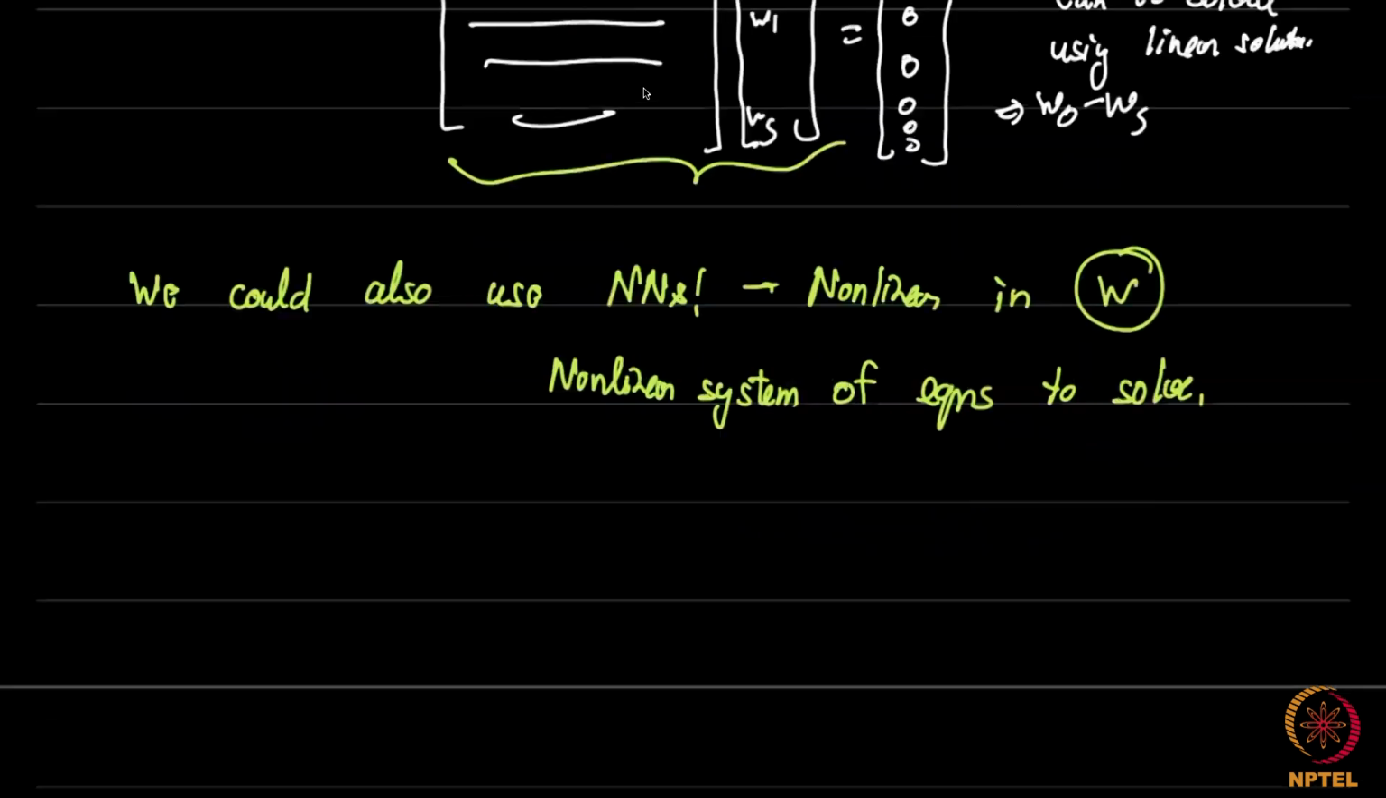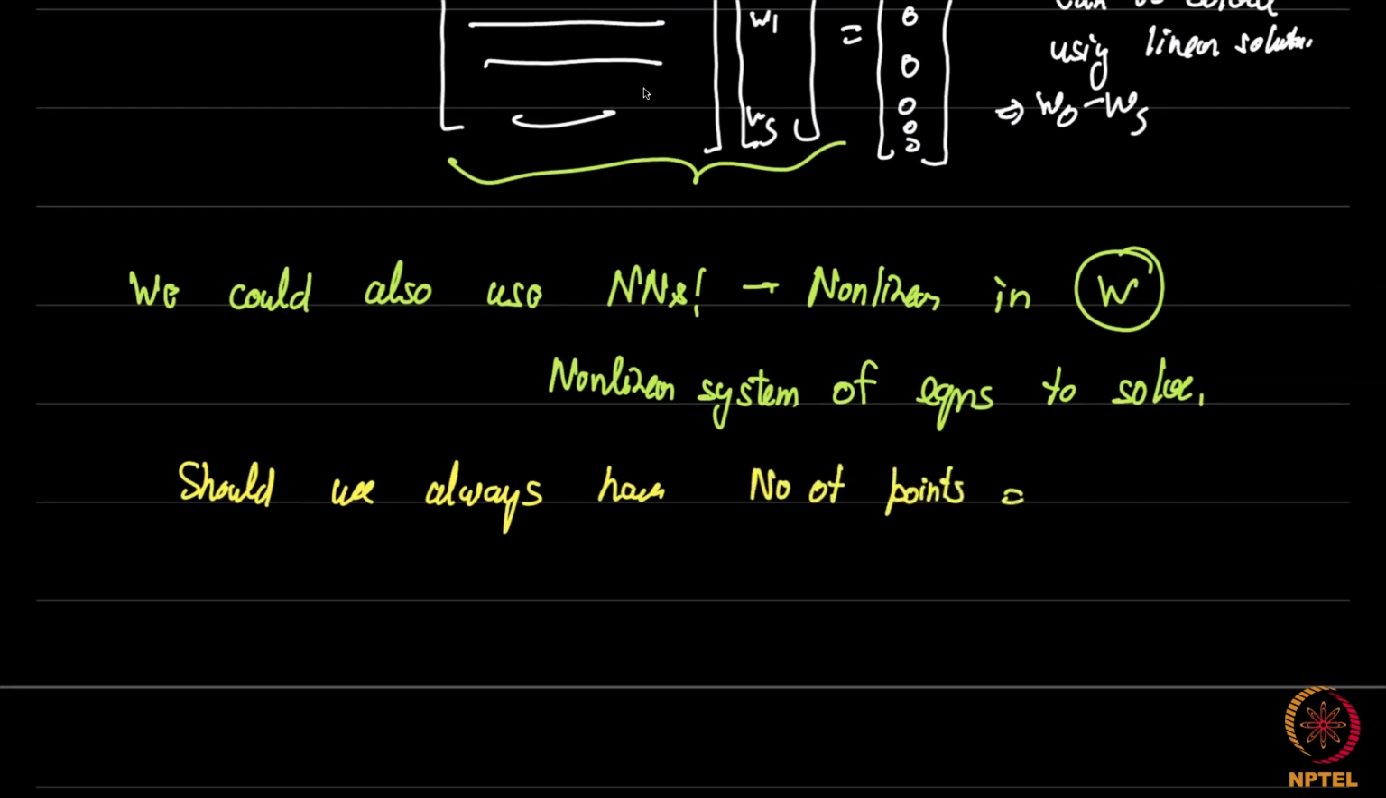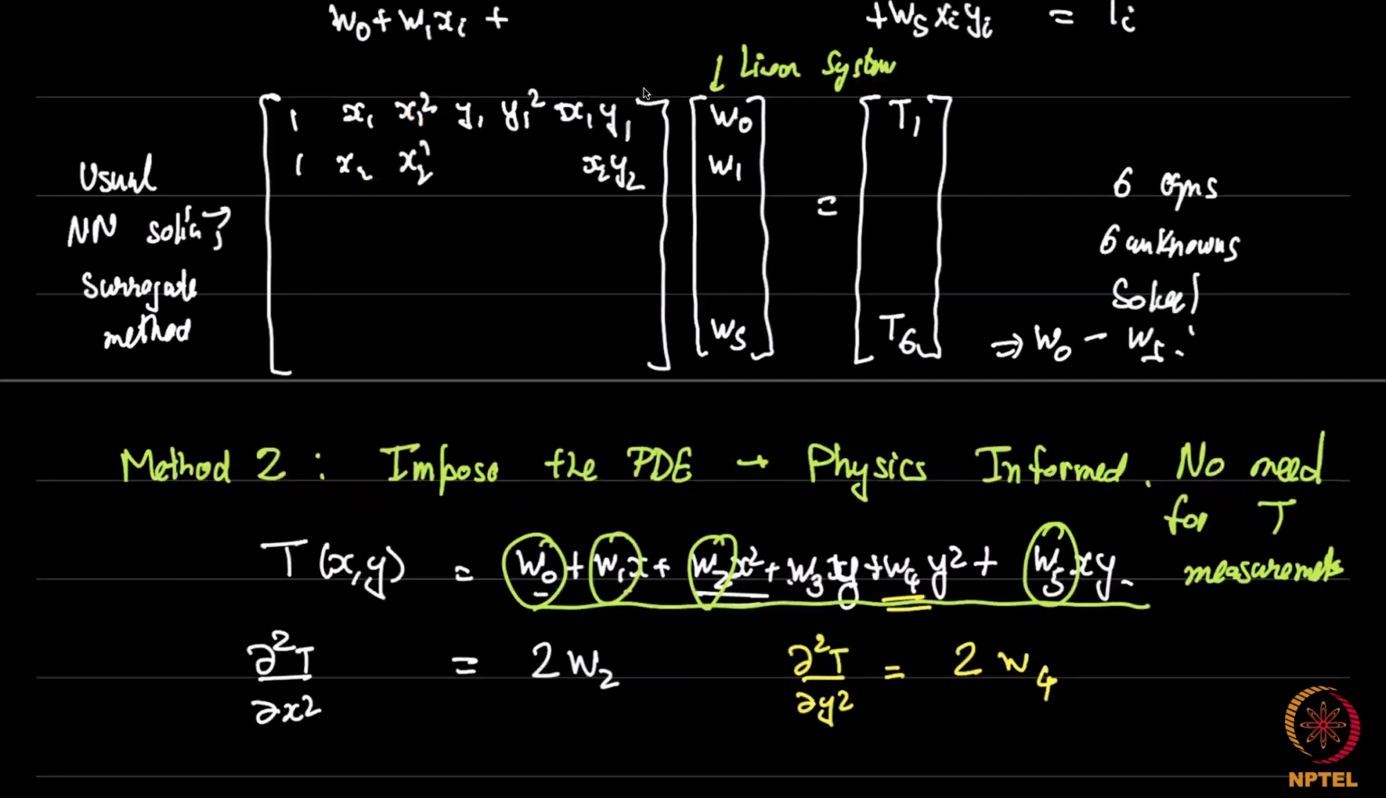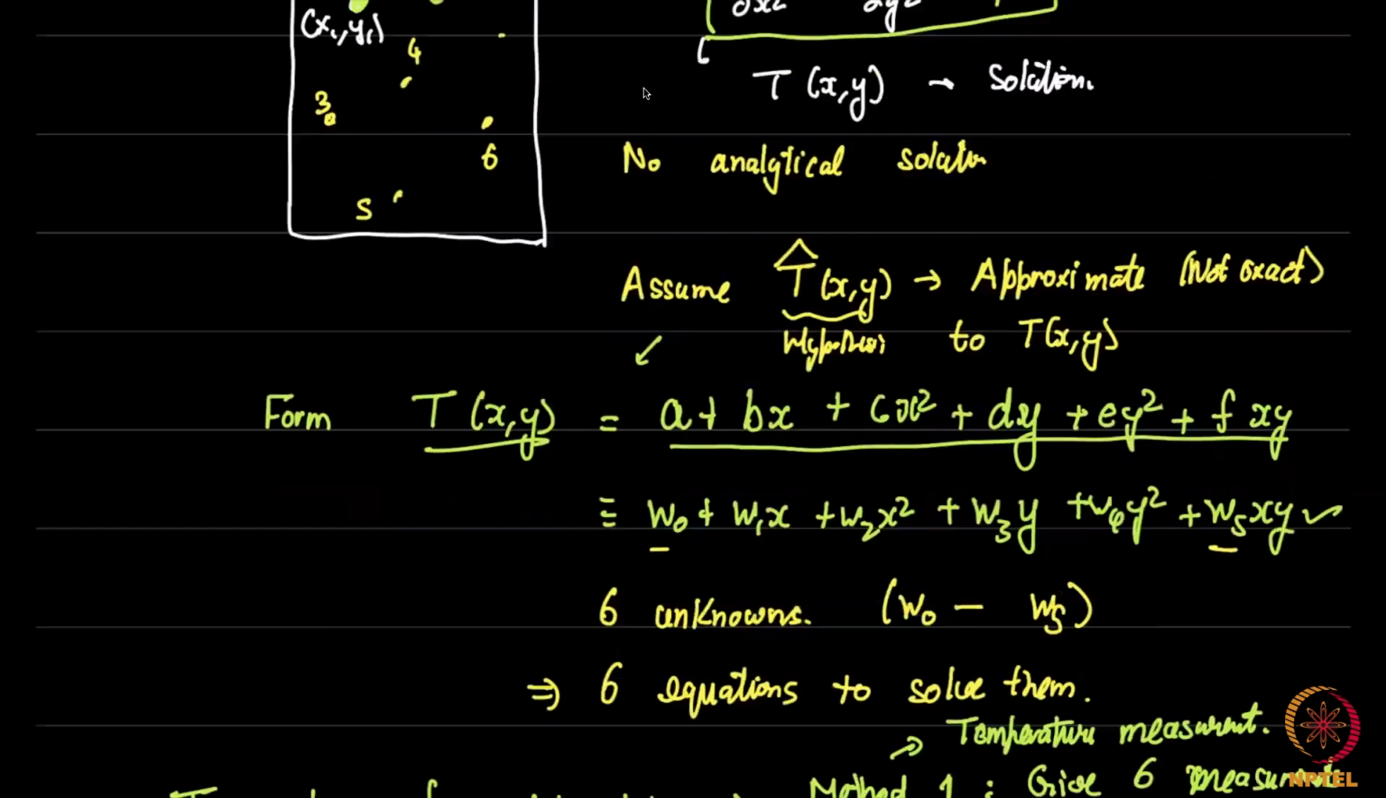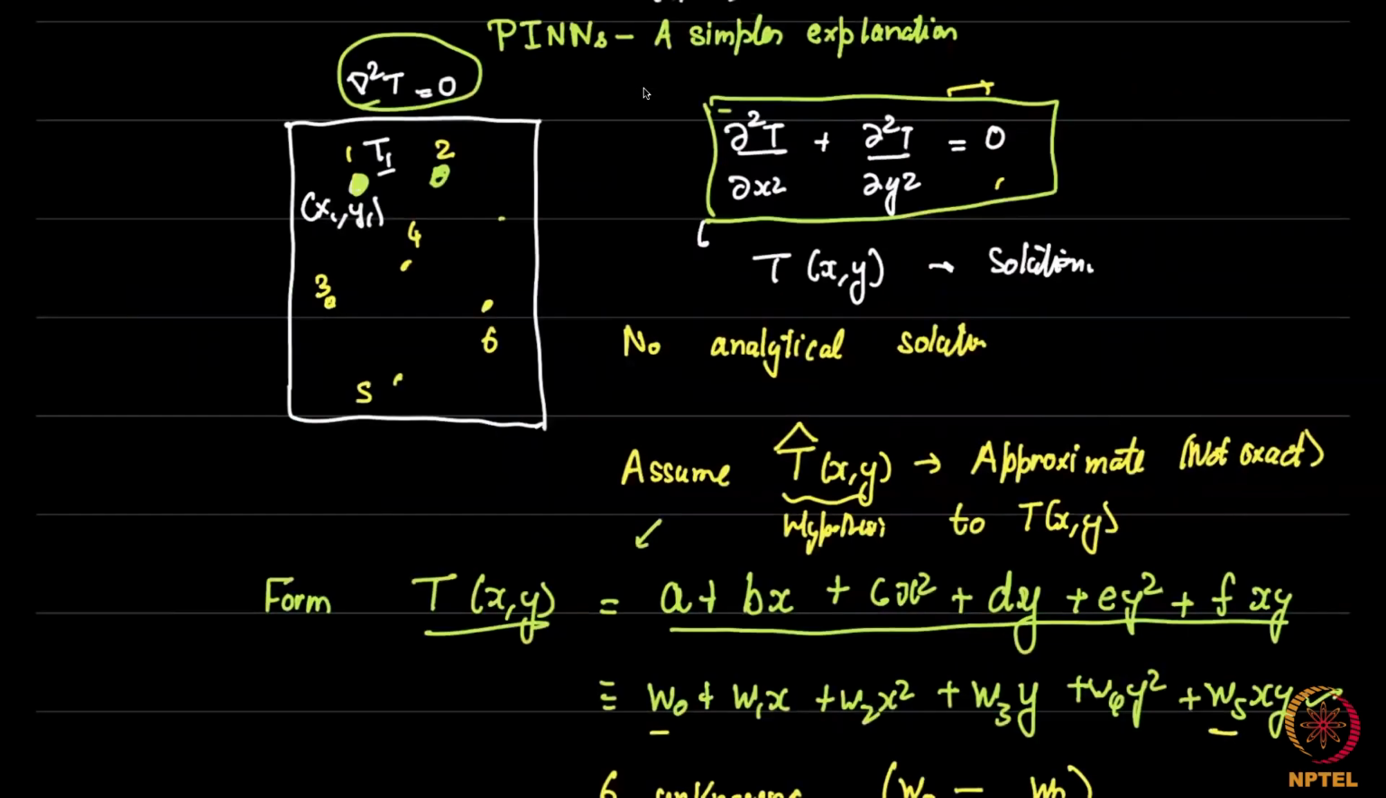Now, the question is this: should we always have number of points equal to number of weights? So for example, let's go back to the very first case that we took. We took 6 measurements here.